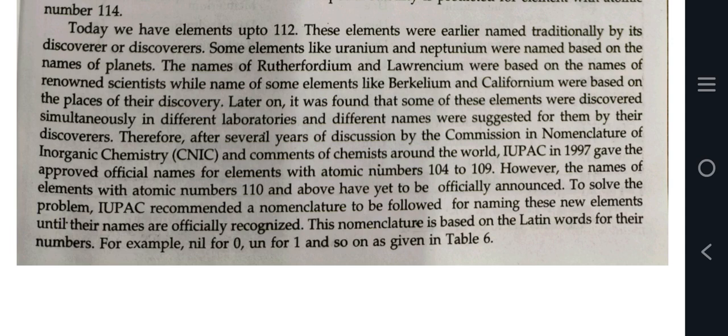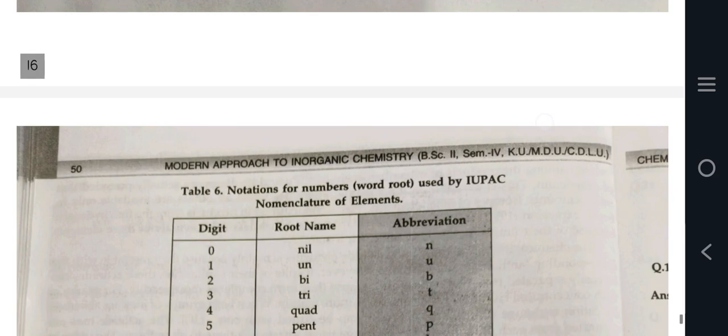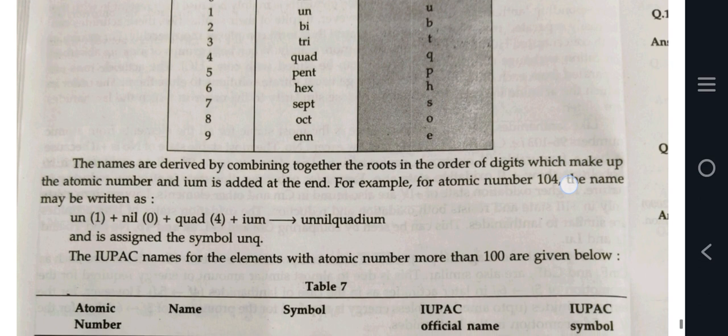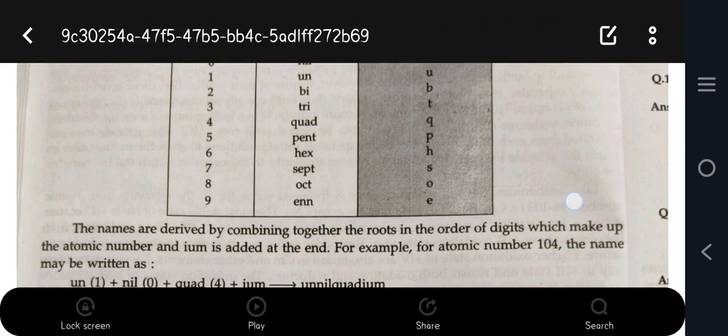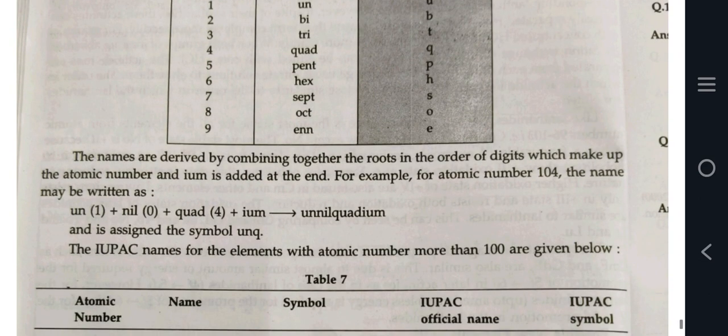To solve the problem, IUPAC recommended a nomenclature to be followed for these new elements until their names are officially recognized. The nomenclature is based upon Latin words for their numbers. For example, nil for 0, un for 1, and so on, as shown in Table 6. The names are derived by combining together the roots in the order of the digits which make up the atomic number, and ium is added at the end.